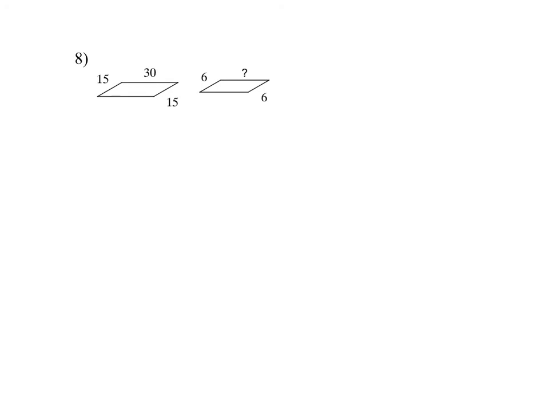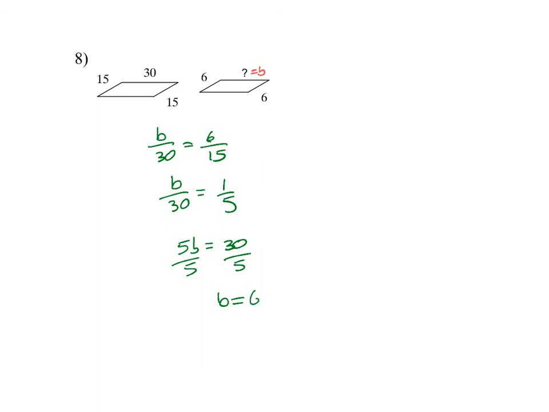The next one again, I have this one and that one. So let's name this B. I'm going to start by using the second one. So B over 30 equals 6 over 15. So B over 30 equals 1 over 5. Okay, cross multiply, 5B equals 30. And I'm just dividing by 5, so B equals 6.